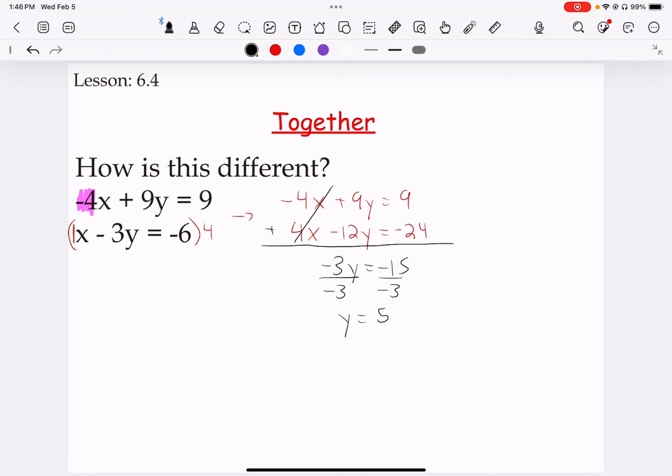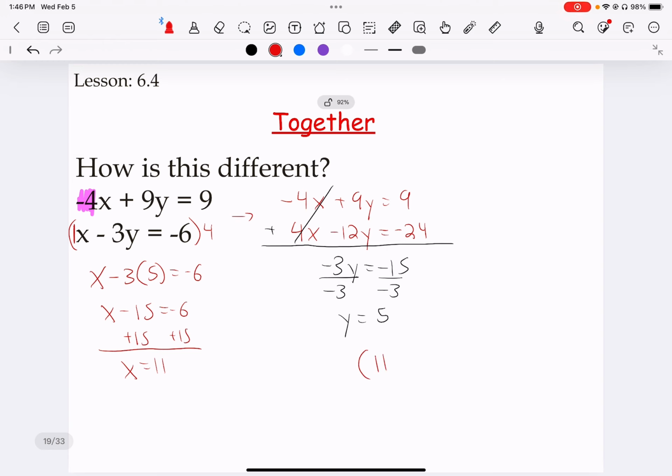Now to determine what x is, I'm going to substitute back into one of my original equations. It's always best to substitute into your original equation in case you made a mistake multiplying or changing one of the equations. I'm going to pick the bottom one because the x is by itself. So I have x minus 3 times 5 equals negative 6. X minus 15 equals negative 6. Add 15 to both sides, and I'm left with x equals 11. So I write my final answer as an ordered pair, 11, 5.